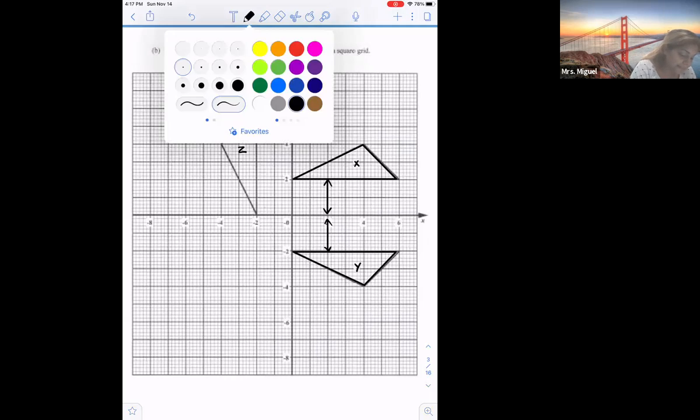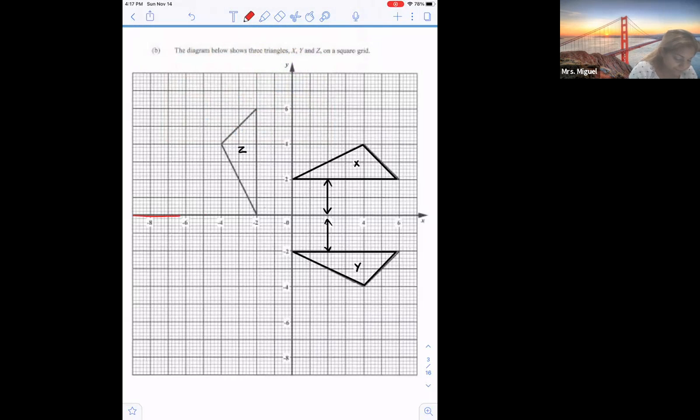So this line here is my mirror line, and this is also called the x-axis. They ask us to find the equation of the mirror line. So by writing the x-axis, that is not the correct answer. Yes, it is the x-axis, but the equation of the line is y equal to 0.